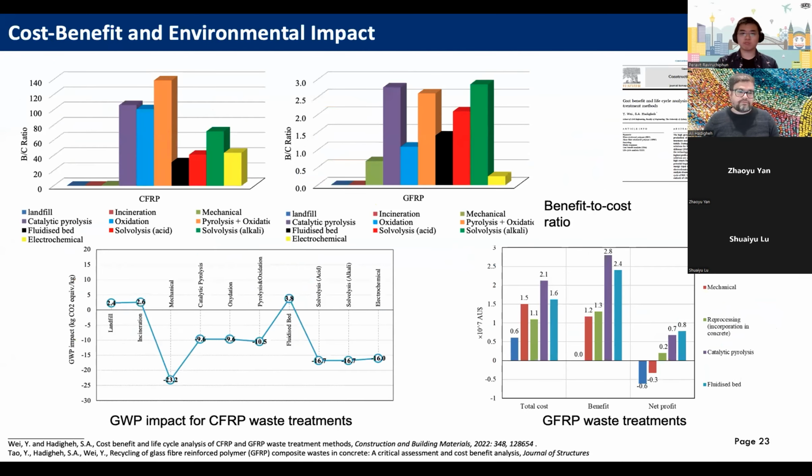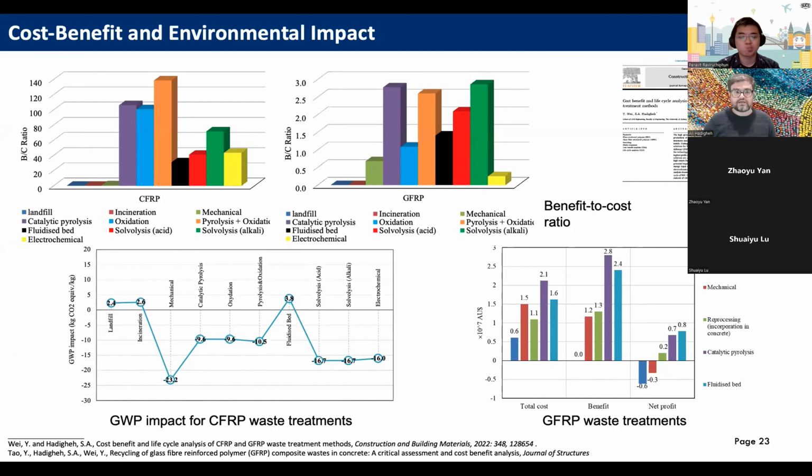So to make an informed decision, it is essential to first evaluate the environmental and financial viability of these recycling methods. So we performed life cycle analysis and cost benefit analysis on these recycling methods by considering also technology readiness level, TRL, of these techniques. My PhD student Yanning Wei did a great work in this area, and she submitted her PhD thesis two days ago, and that's basically her work.